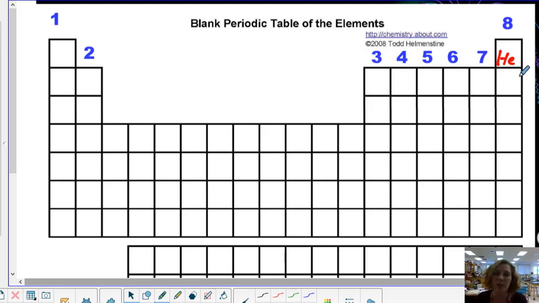Now there is one exception, and that's helium here. Helium is in the first energy level, and it can only have 2 electrons, the 1s2. So even though helium is in this last column, it still only has 2 valence electrons rather than 8. And we'll talk about why it's here.